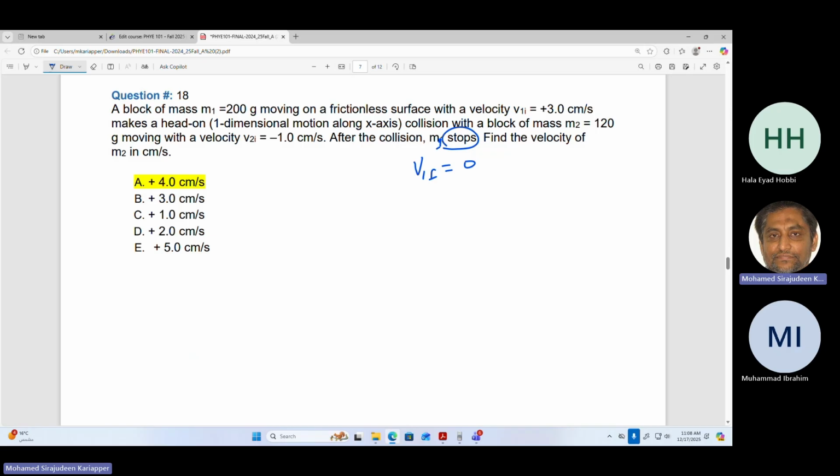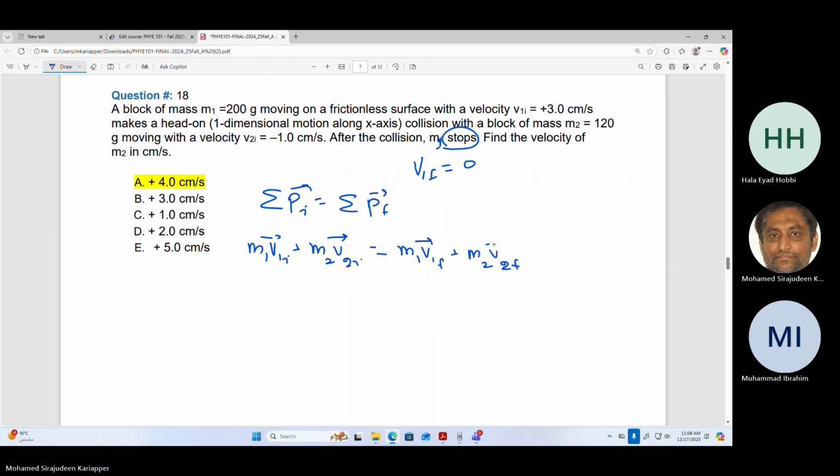So the equation is this: total momentum before collision is equal to total momentum after collision. We can apply this to any collision. Total momentum before is m1 V1I plus m2 V2I. They are vector equations. That is what you have to keep in mind all the time. This is the total momentum before, and this is the total momentum after.